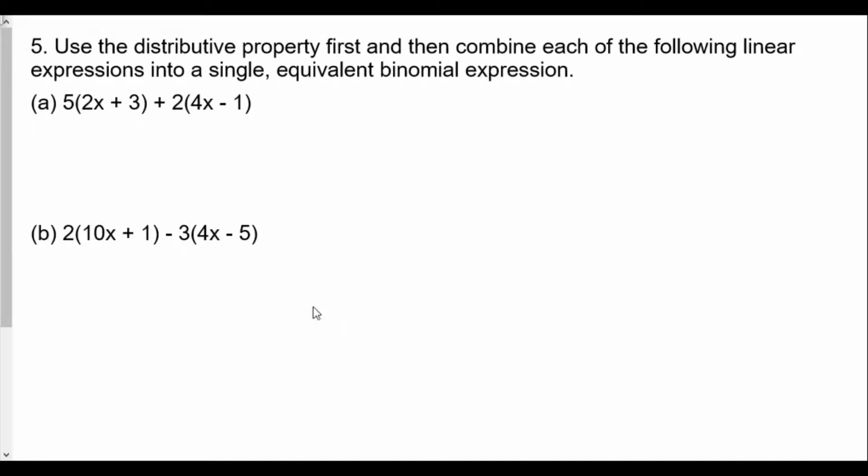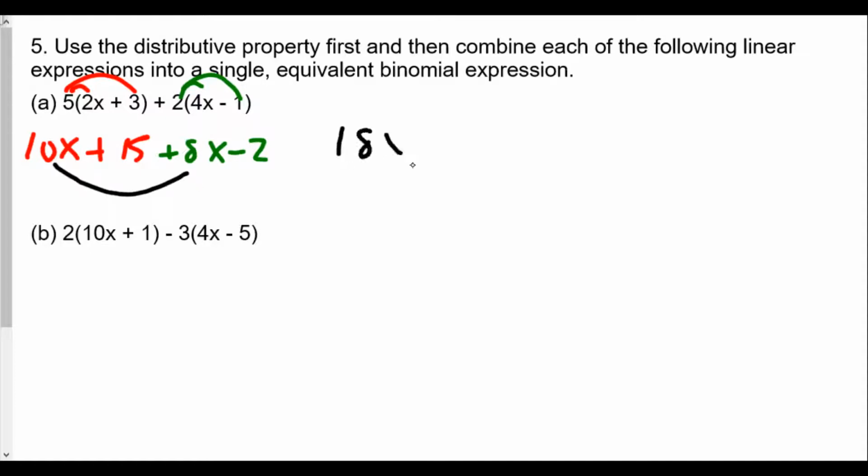Question number 5, use the distributive property first, and then combine each of the following linear expressions into a single equivalent binomial expression. So we're going to distribute, and so here we go. We can draw little rainbows to remind us we're multiplying here. So we have 5 times 2x is 10x, plus 5 times 3 is 15. And then we're going to multiply 4x and then minus 1 by positive 2 to get plus 8x minus 2. And so our like terms grouped together will be the 10x and the 8x.